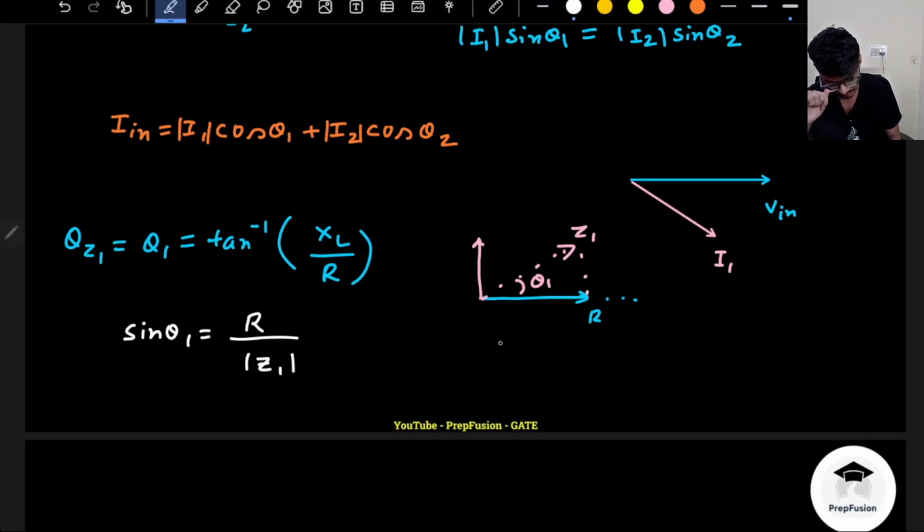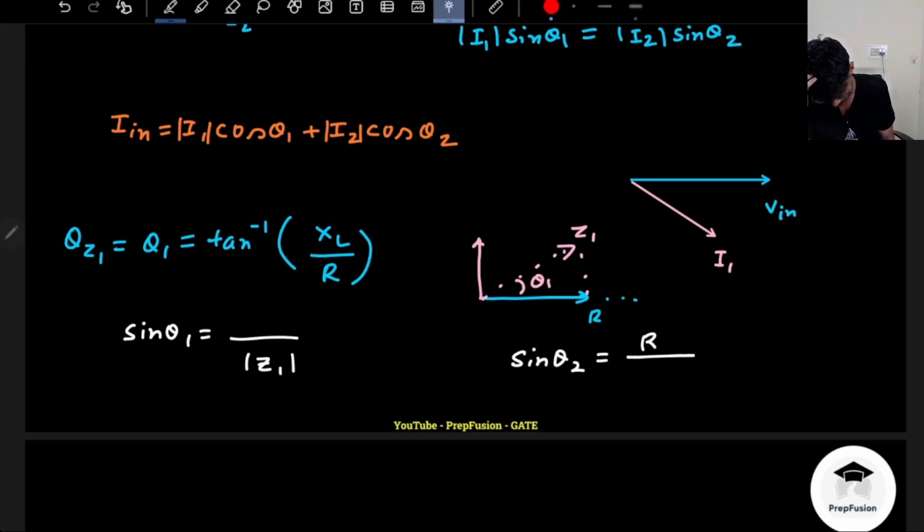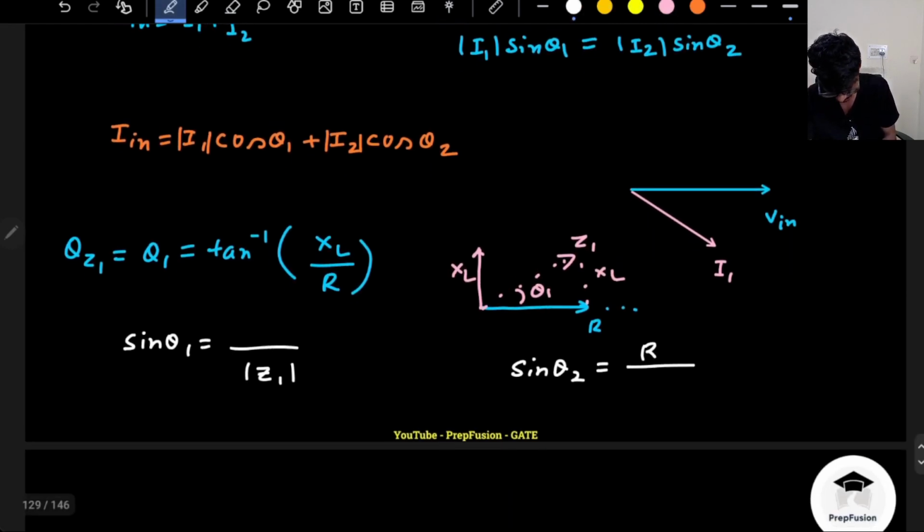Same for sine theta 2, you will draw the same impedance triangle. So it will be R by, sorry, this is not R, this is the opposite, right? Opposite is the XL. Sorry, I'm really sorry. So this will be XL by the magnitude of Z1. Okay, so we get this sine theta 1 and sine theta 2.